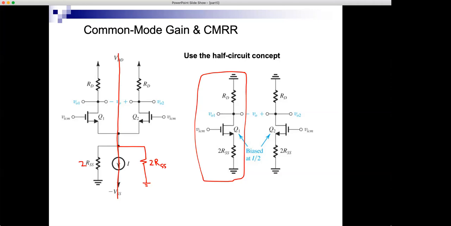Yara was the first to answer correctly. This is, again, our good friend, common source with source resistance. The input is at the gate. The output is at the drain. The source is not grounded. The source is connected to a resistor, but after the resistor, I have the ground. So this is a common source amplifier with the source resistor.